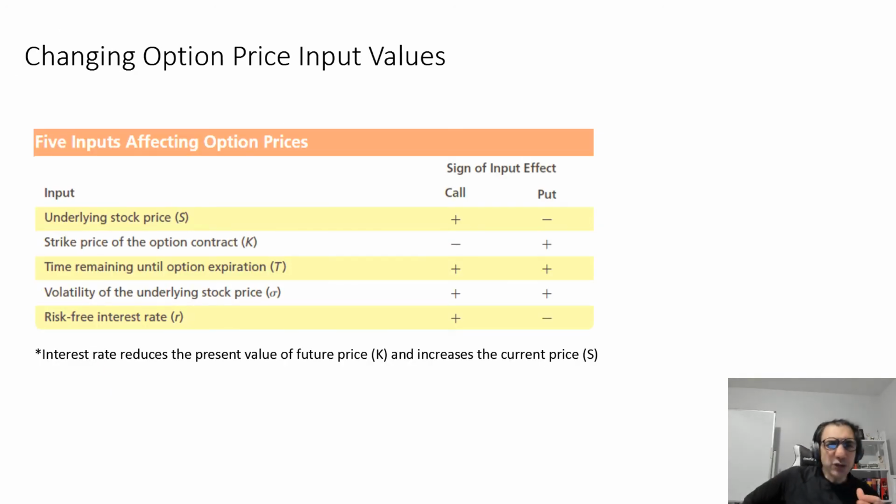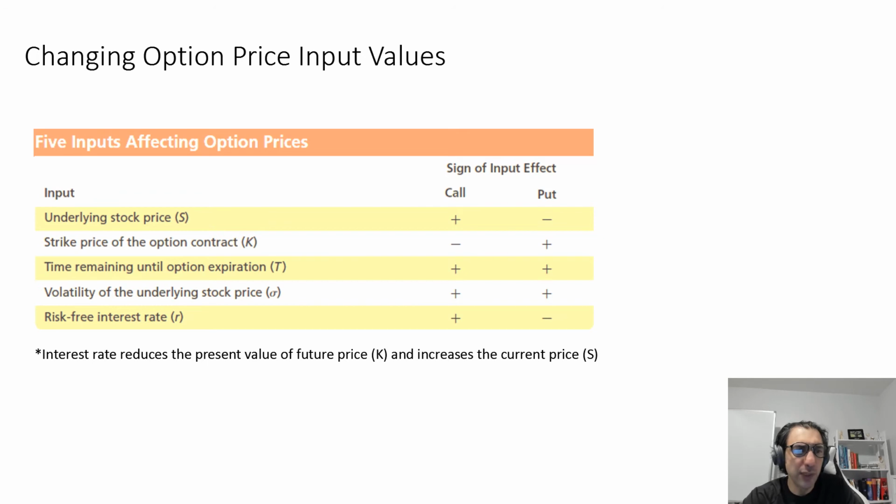Now, let's talk more about the implication of the changes on those 5 major factors which we discussed on the option price. So I listed all those 5 factors here, just showing you what's the impact of the changes in these factors on the option price. Now, we have call option, we have the put option. You see, some of these factors, they have the same impact on the call and put option.